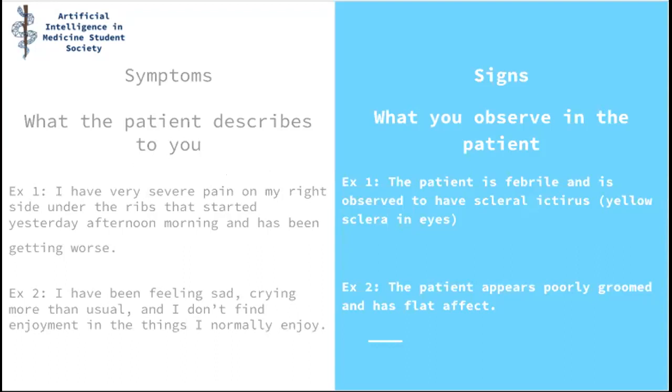Signs are things that you observe in the patient, and these are supposed to be more objective. Here is an example: the patient is febrile, so they have a fever, and is observed to have scleral icterus. So when you look at their eyes, the white part, instead of being white, you see it as yellow. These are supposed to be more objective. The patient can't lie about these, because as a physician, you're able to see them during the patient encounter. So those are considered signs.